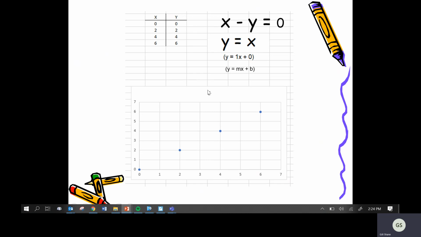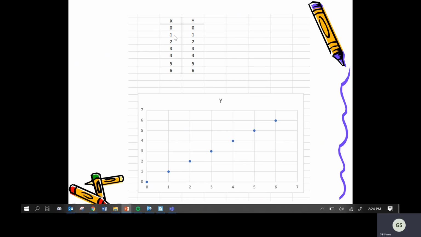So let's come up with some more values. So now I've put in 1 comma 1. Again, 1 subtract 1 is 0. I put in 3 comma 3. 3 is my x, 3 is my y. 3 subtract 3 equals 0. All of these values still make that original equation true. X subtract y equals 0.